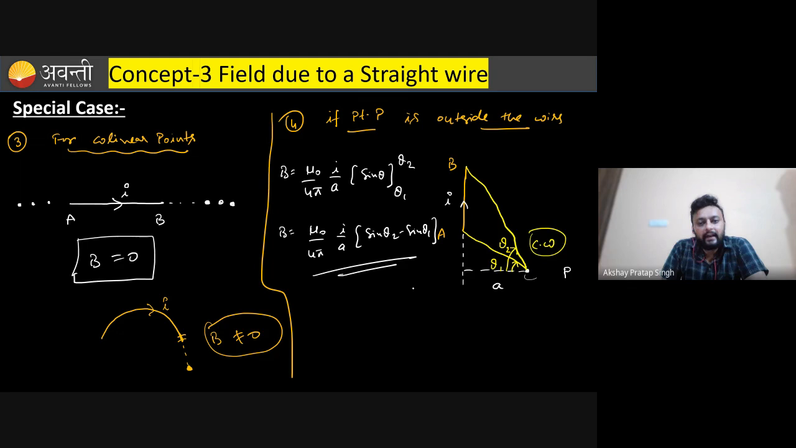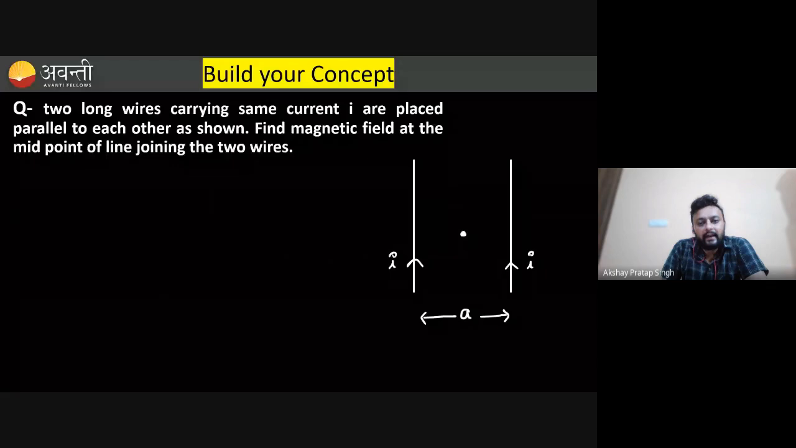Okay, so there is a question on your screen. Just have a look. It's carrying the same current I as shown in the figure. Find the magnetic field at the midpoint of the line joining the two wires. Let's suppose this midpoint is P.